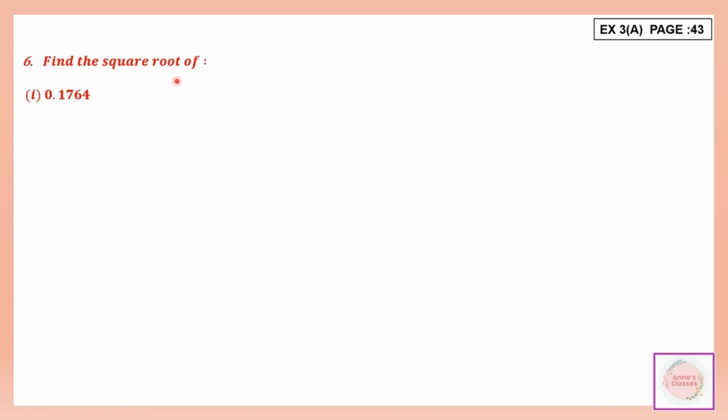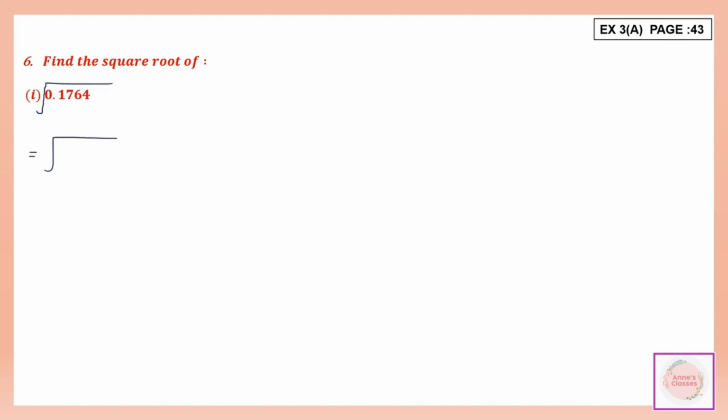Question 6. Find the square root of 0.1764. Okay, so now children, let's be careful here. Now this is a decimal number, isn't it? Now we are going to remove the decimal point and find the square root. So here the question is find the square root of this number. So we are going to remove the decimal point.